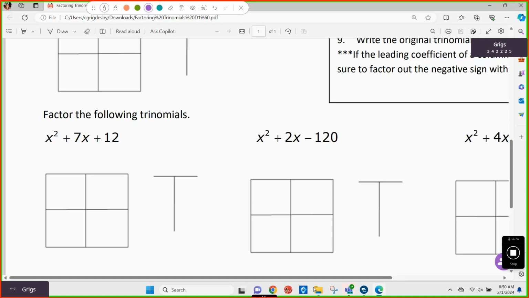Alright, this one's all positives. I'm going to let you knock it out with your person. Just try it. So label your A, B, and C. Try it with your person. Go! Come on, come on, come on. I'm going. Faster, let's go.